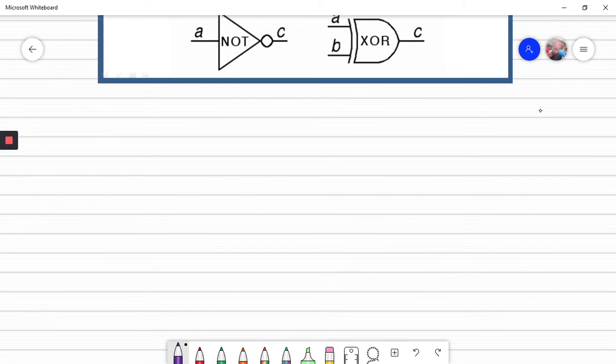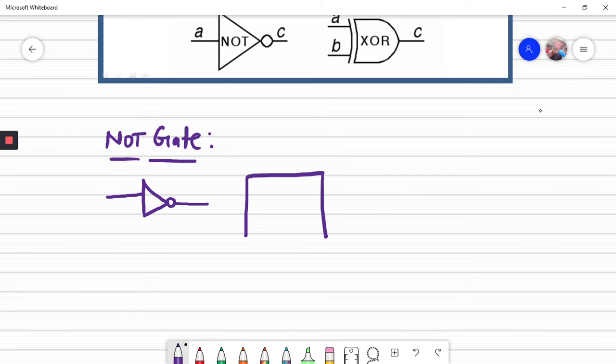So the first gate is the inverter, or simply the NOT gate. The NOT gate is represented by a symbol that looks like this, and its truth table is given as follows. Let's say A is my input and A bar is my output. There are possibly two options, A and A bar. The inputs can be 0 and 1, so the output goes from 0 to 1 and 1 to 0.